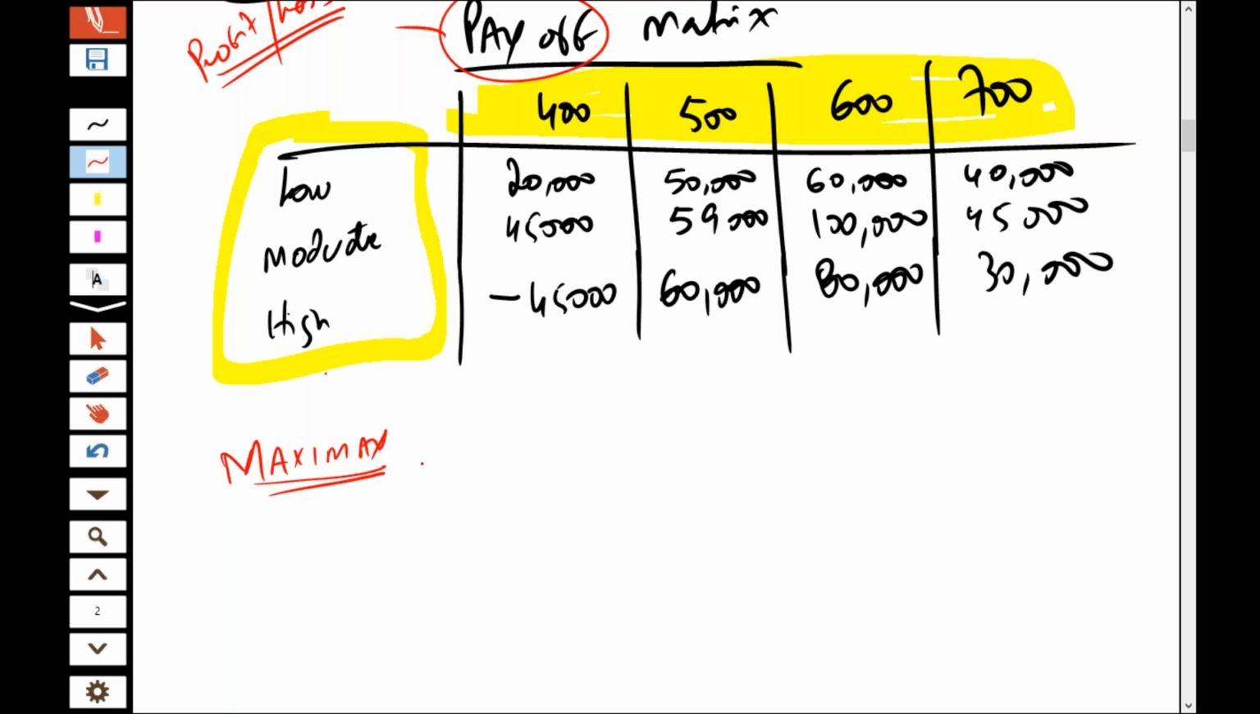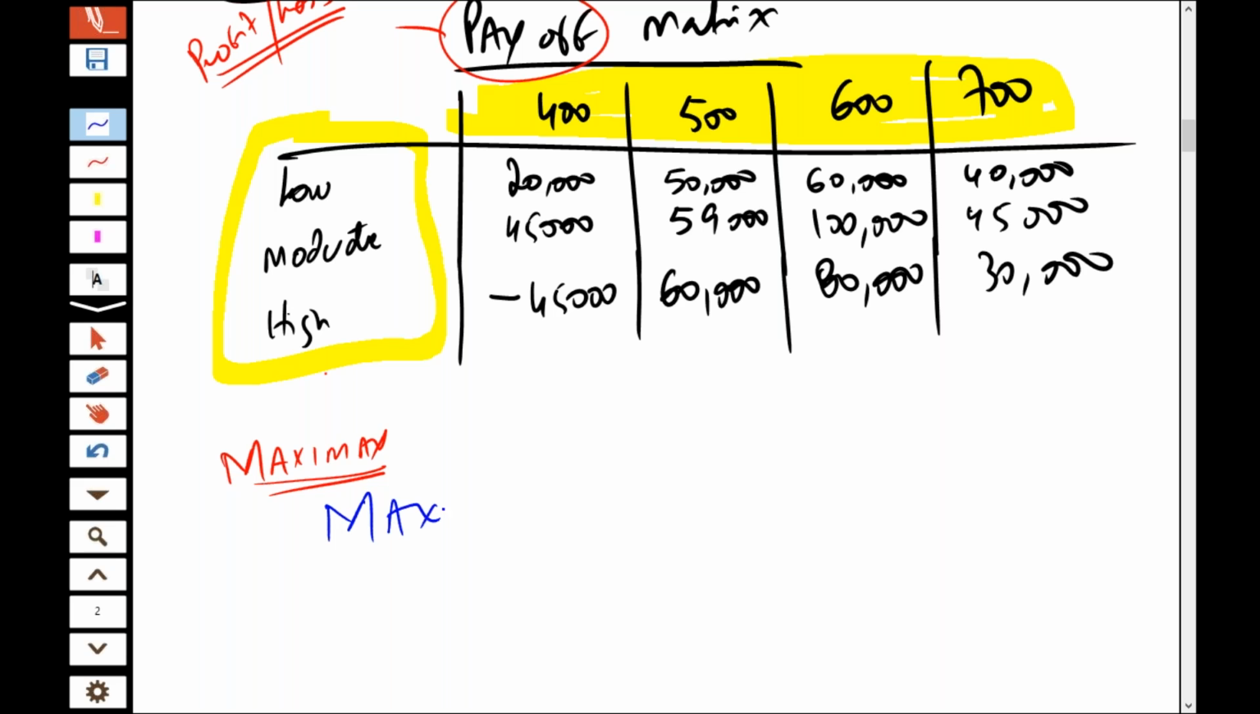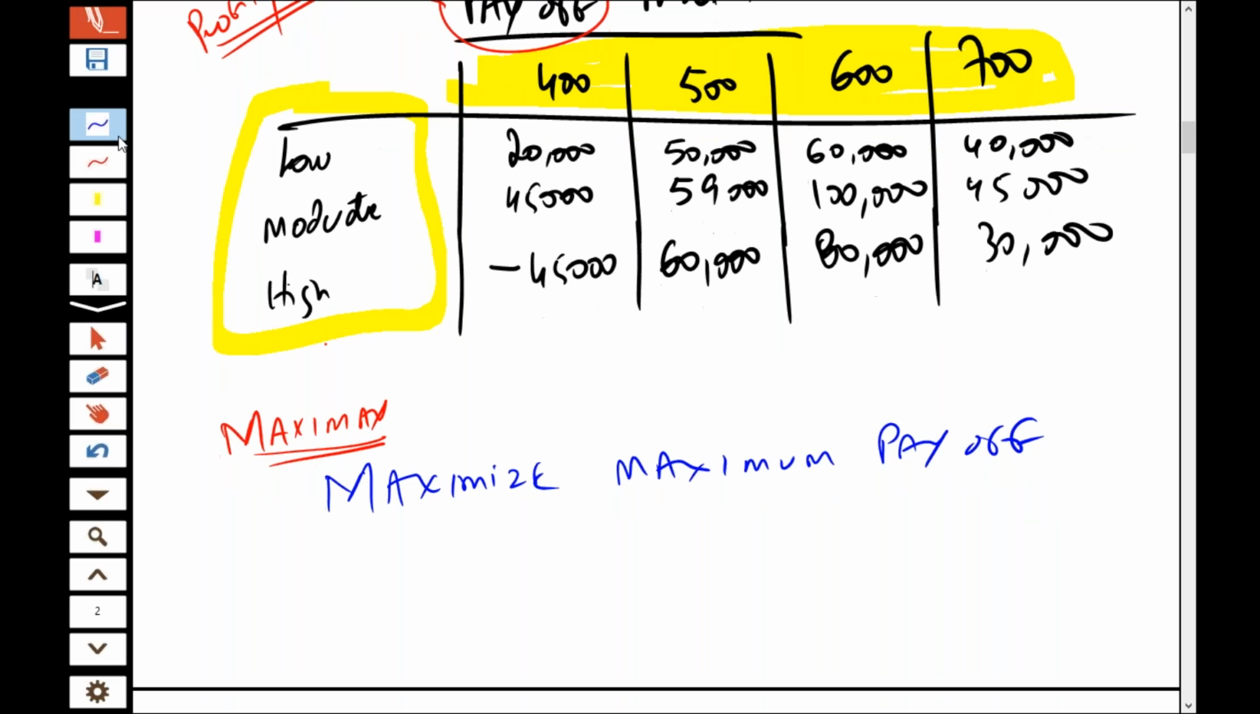What we now need to do is apply the different techniques to establish how many units should be produced. So the first technique is Maximax. Now what exactly do you mean by this Maximax technique? The Maximax technique says that you should maximize your maximum payoff. Now, how exactly are we going to do it? You have one option 400, then 500, then 600, then 700.